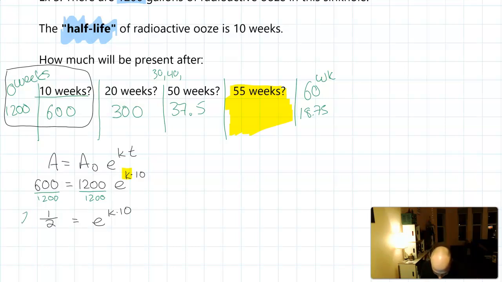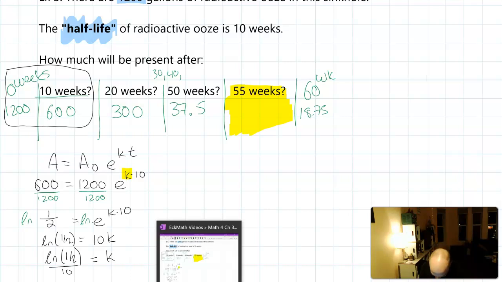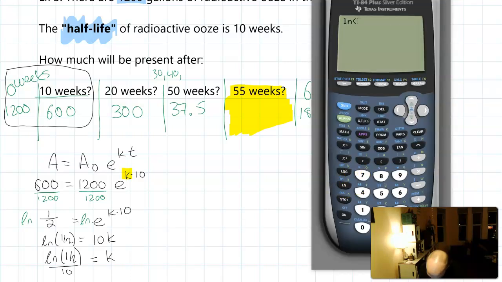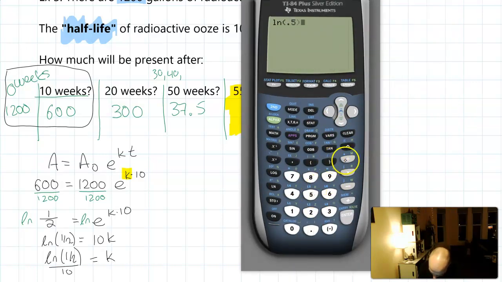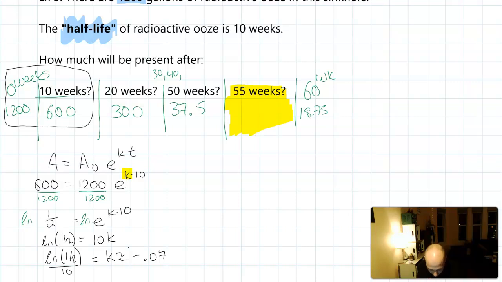We still need to solve this. Taking natural log of both sides is the best way. So we have natural log of 1/2 equals 10k. So then natural log of 1/2 over 10 should give you the k value, which is approximately negative 0.07. And again, I'm going to use the exact value in the calculation, but we'll just mark it as that for now. So now I want to know how much will be present after 55 weeks.